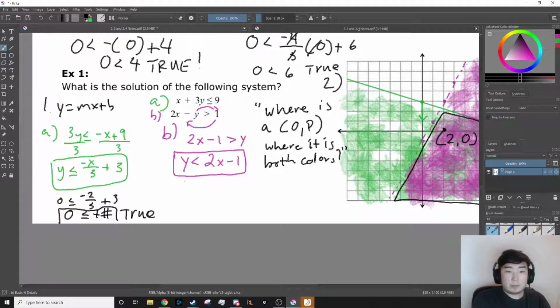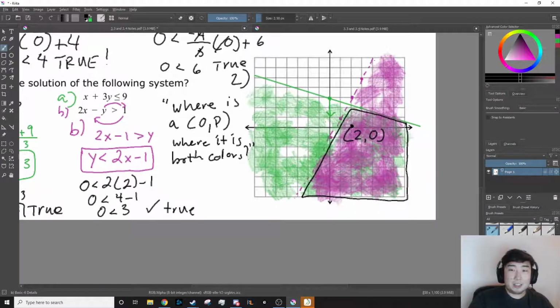Let's try this one. 0 is less than 2 times 2 minus 1. So 0 is less than 4 minus 1. So 0 is less than 3. This works. This is true. So this is my solution right here. So graphing this and telling me the area of where it is, kind of like this black area, these are all my solutions.